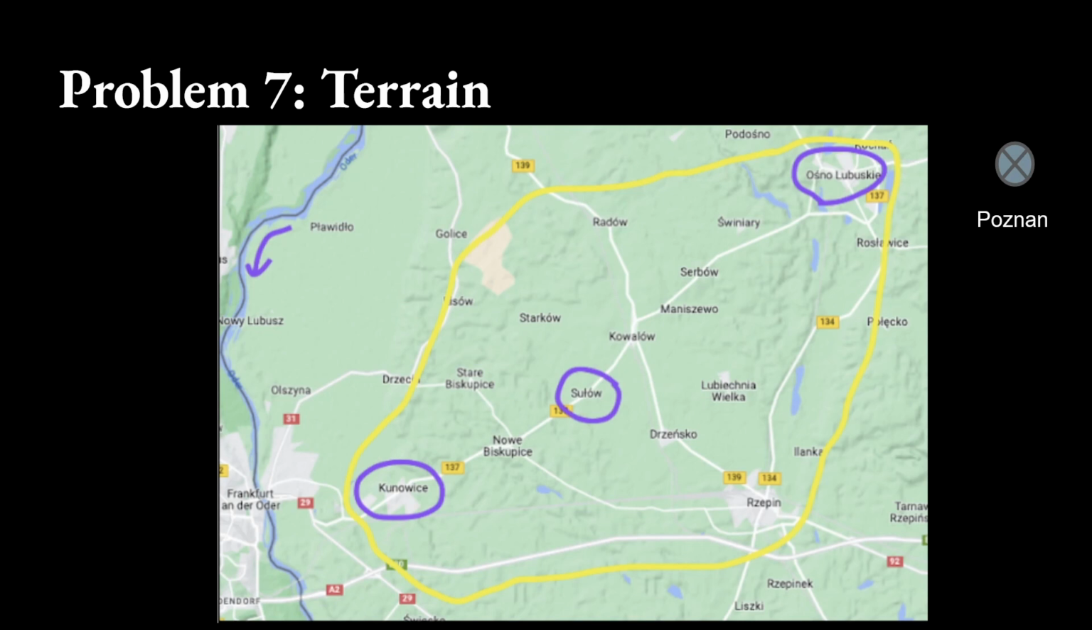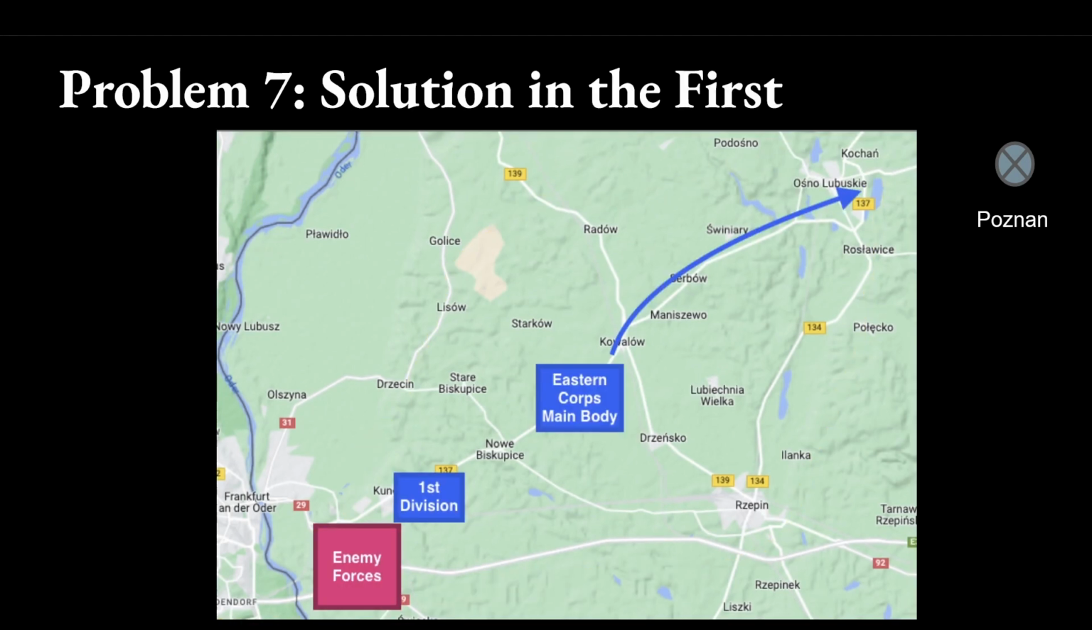It's mostly forest and open with a lot of roads, and he determines that there is no advantageous place for that Eastern Corps to try to stop a force larger than itself. And so the best course of action is to retreat through Osno-Lubisky back east to protect the siege of Poznan, always keeping its main body in between the enemy forces and the besieging forces at Poznan.